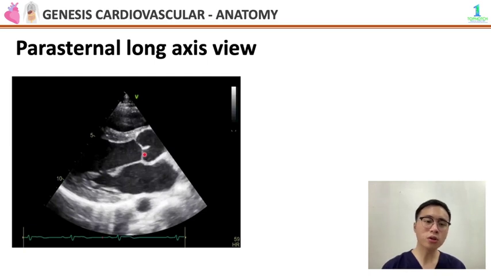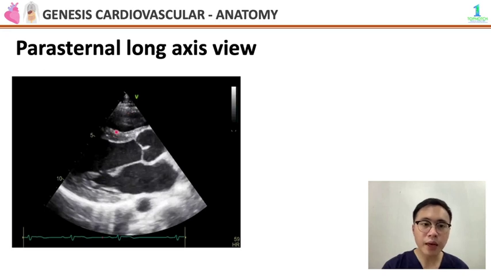A good way for us to roughly measure if the LA is dilated or if the aortic tract is dilated is that they should be somewhat similar in size. So here, we can see that it looks normal. This part right here would represent your interventricular septum. And this part over here will represent the right ventricle.